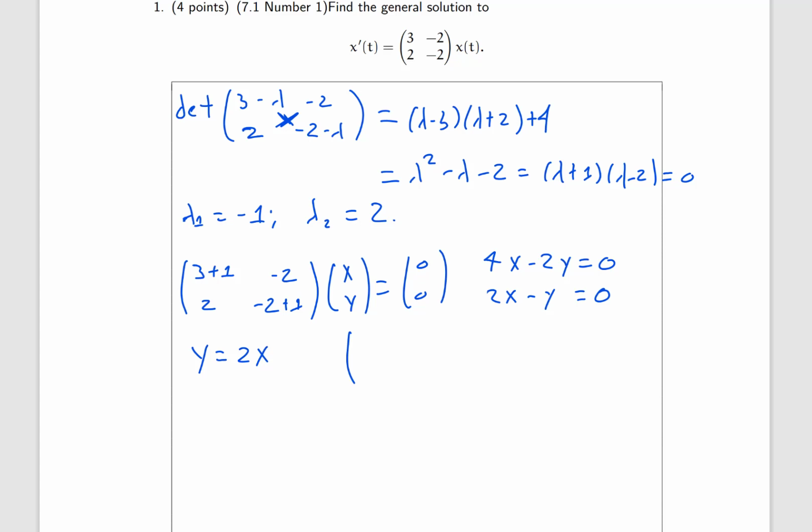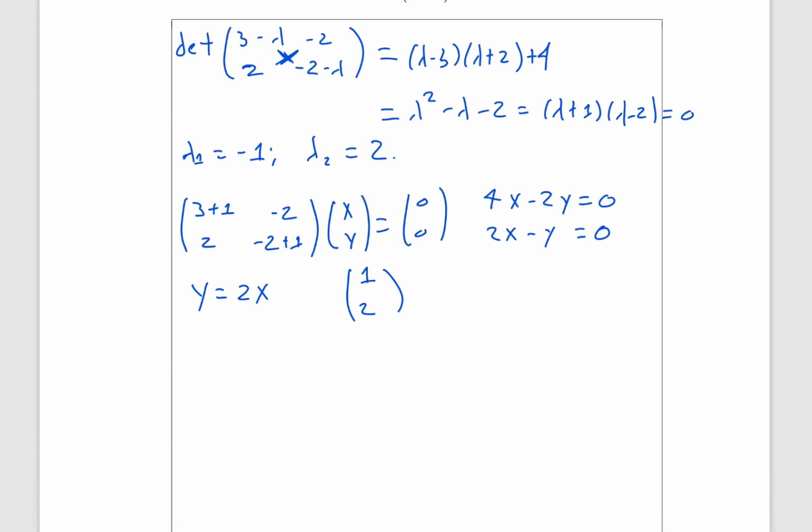Okay, so any vector of the form 1, 2, where the bottom entry is 2 times the top entry, is going to be an eigenvector associated to the eigenvalue minus 1, as long as we don't take the 0 vector. So in particular, the vector 1, 2 is an eigenvector associated to the eigenvalue minus 1. Now for the eigenvalue 2, we're going to do something similar. We're going to do 3 minus lambda, so that's 3 minus 2, 2, and minus 2 minus lambda times x y is equal to 0, 0.